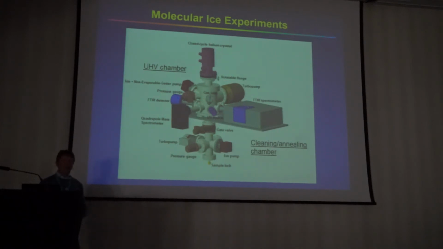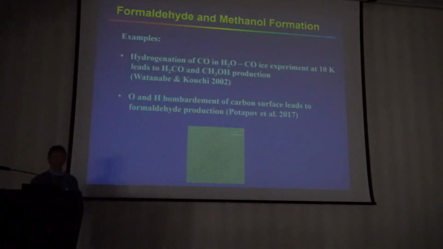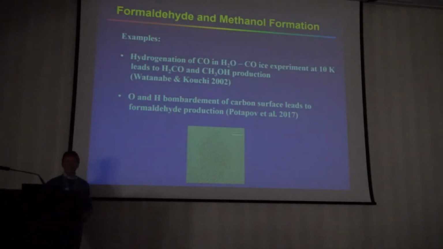So normally these experiments are based on UHV chambers. You have then a characterization stage up at infrared spectroscopy, mass spec, to characterize your products. Examples of this work are actually hydrogenation studies to form formaldehyde and methanol. We now also know that the result depends actually on the surfaces you have.